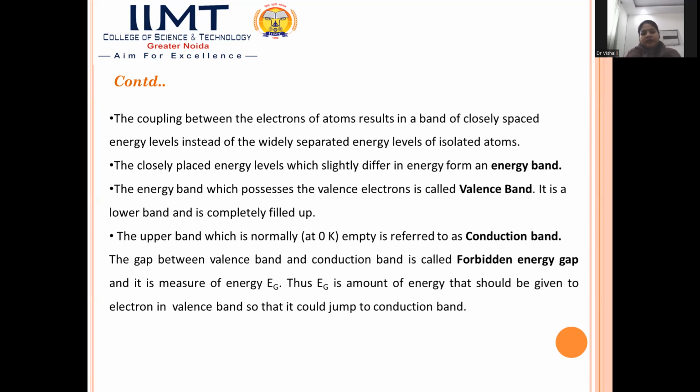Third is the forbidden energy gap. The gap between the valence band and the conduction band is called the forbidden energy gap. As we are imagining it along the energy axis, it is associated with a definite amount of energy. This energy is denoted by Eg. So Eg is the amount of energy that should be given to an electron so that it can jump from the valence band to the conduction band.